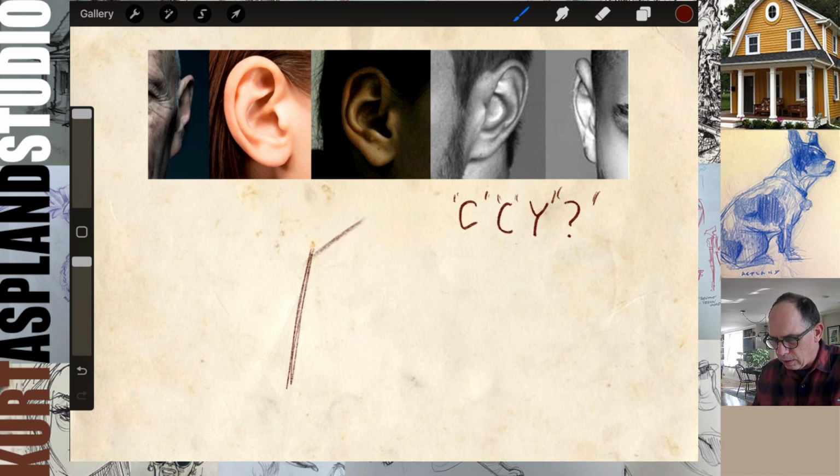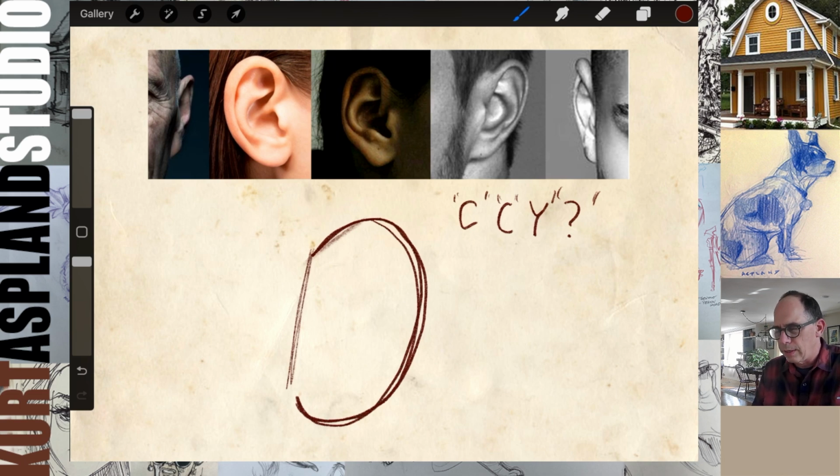So first part is the C. So an ear is going to have the outside part of this ear going to be a bit of a C. Okay, that's number one. And then you're going to have another C. It's going to come in here like this. That's the second C.